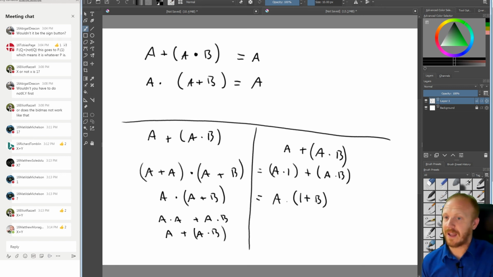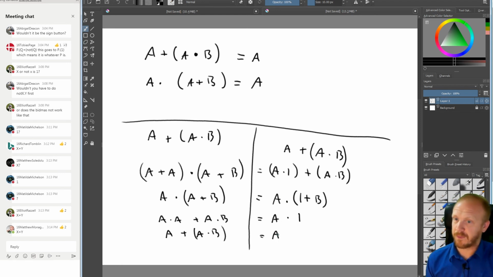1 or B is just 1, because anything with a 1 in it and an OR is just 1. So that equals A dot 1, and anything ANDed with a 1 is just itself. So that simplifies down to A. So that's the proof of why that works. You don't need to memorize that proof, it's just useful to see.